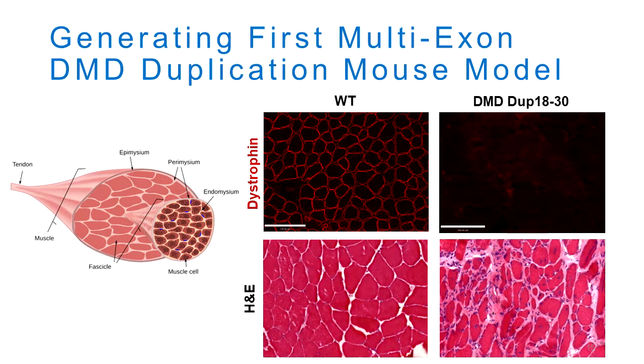Can we now treat it? First of all, of course, we showed that the DMD duplication model has no dystrophin expression, so dystrophin is not present, and on a staining, it's obviously dystrophic because we have fibrosis accumulation and infiltration by immune cells there. Okay, model is there. Now let's try to treat it.